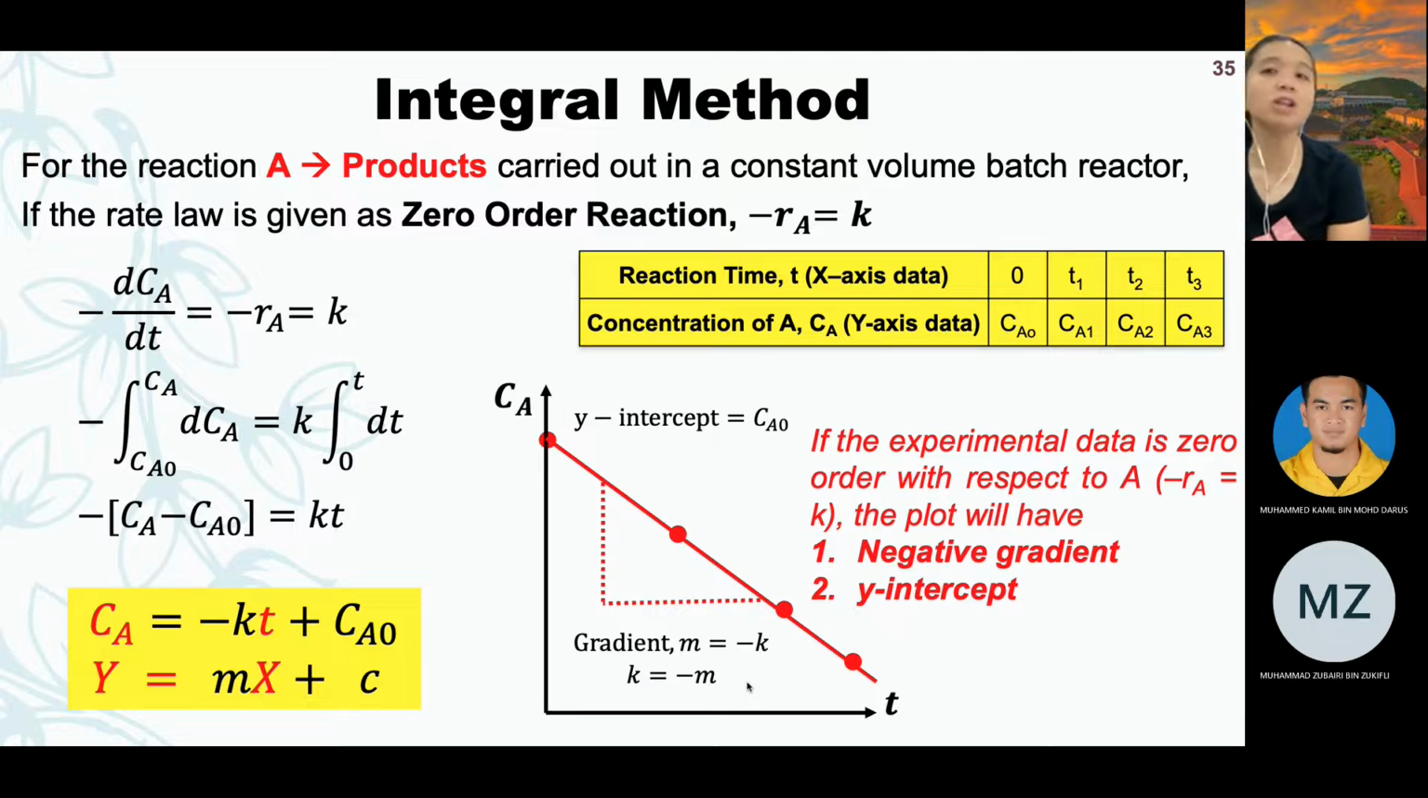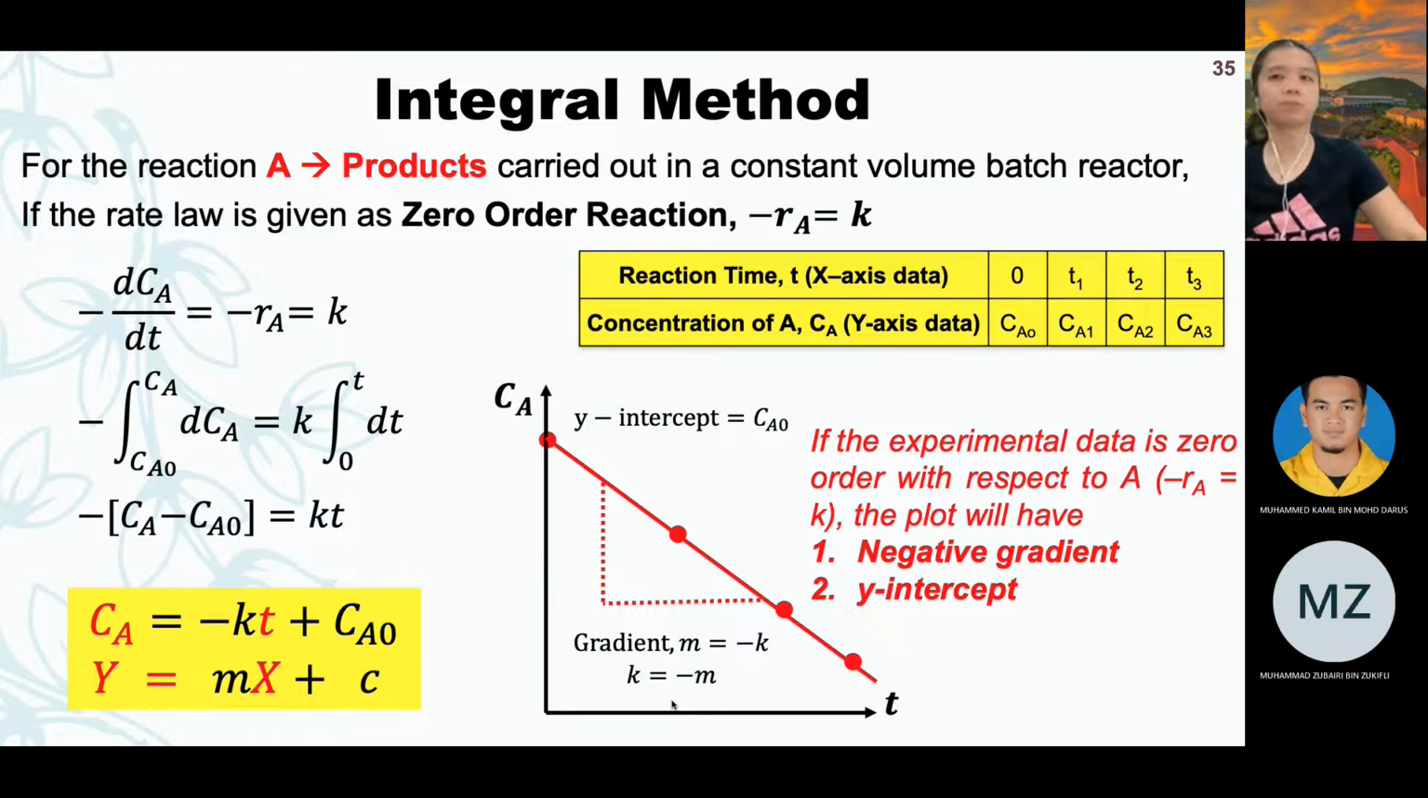So katakan, naturally, K kamu tu positif lah sebab kecerunan dia kan negatif. So katakan kecerunan dia negatif 5. So negatif 5 sama dengan negatif K, maka K sama dengan 5. Okay, so your K will be still a positive value and don't forget unit dia akan jadi concentration per time. Dimension dia concentration per time. So contohnya mol per liter minit, kilomol per dm cube hour, so on and so forth. Okay, so done on zero order.